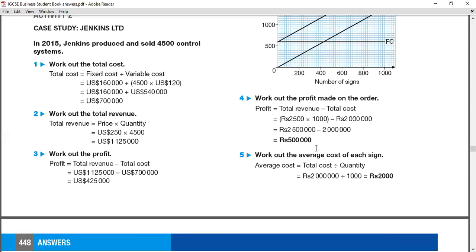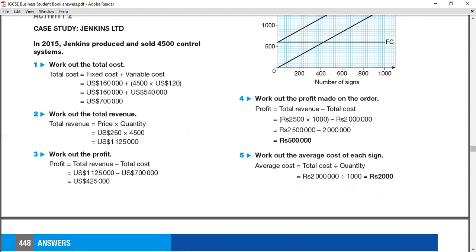Average cost for each sign is 2 million divided by 1,000. Average cost comes again to 2,000 per sign. That's why they're selling this item for 2,500, but the average cost is 2,000 rupees per board.